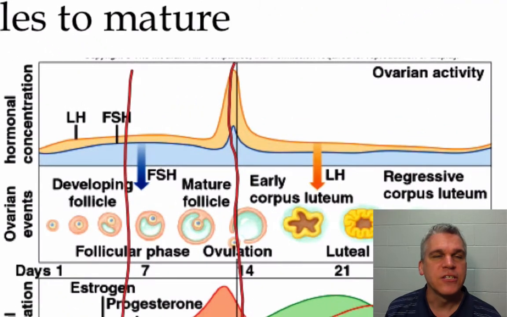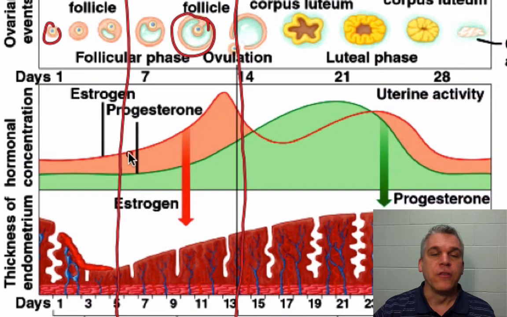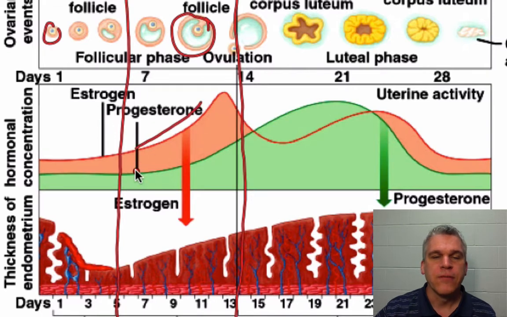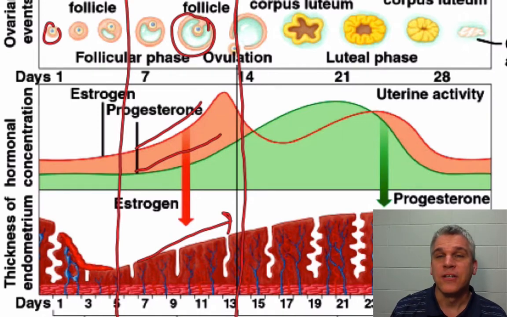One is FSH and LH are being secreted. That is causing, in the ovary, follicles to mature. So they're going to go from what's known as a primordial follicle all the way up to a mature follicle. Notice what happens. The levels of estrogen go up, the levels of progesterone go up, and in the uterus, notice what's happening to the uterine wall. That is going to increase. This is a tissue that is developing for the implantation of a zygote.